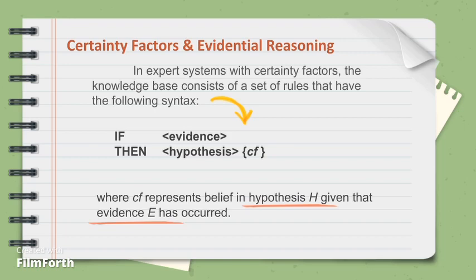Consider this kind of form of rules. Rules normally are presented in if-then form. So if this if-then rule is incorporated with some CF value, the CF actually represents the belief that the hypothesis is true given that the evidence has occurred.